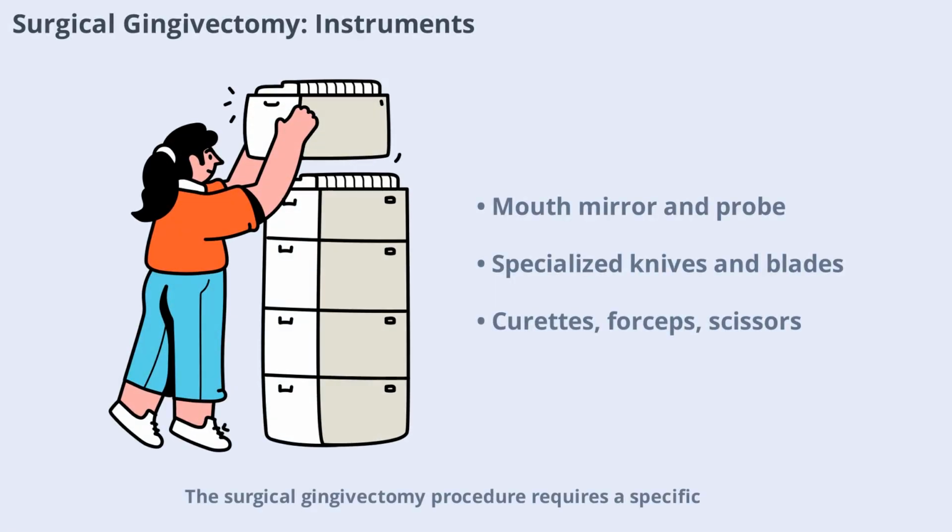The surgical gingivectomy procedure requires a specific set of instruments to ensure precision and safety. These include a mouth mirror, periodontal probe, pocket markers, Kirkland and Orban interdental gingivectomy knives, surgical blades with Bard-Parker handles, surgical and Gracey curettes, tissue forceps, scissors, and periodontal dressing materials. Each tool plays a vital role in the different steps of the procedure, from marking the pocket depth to excising tissue and ensuring proper wound coverage.